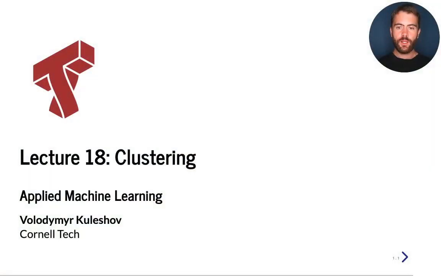Hi, and welcome to lecture 18 of Applied Machine Learning, in which we are going to continue our discussion of unsupervised learning. And in this lecture, we will look at a new type of unsupervised learning problem called clustering. We talked about clustering at the very beginning in our first lecture of unsupervised learning, and now we are going to look at it in more detail, and we are going to define a new algorithm.